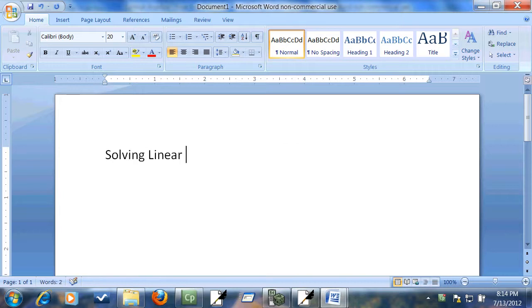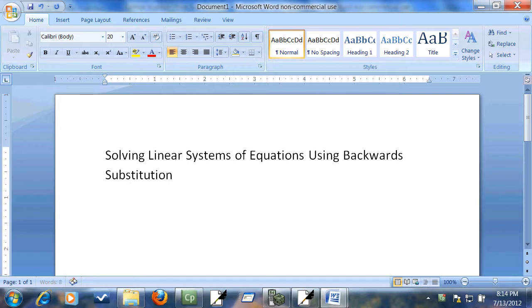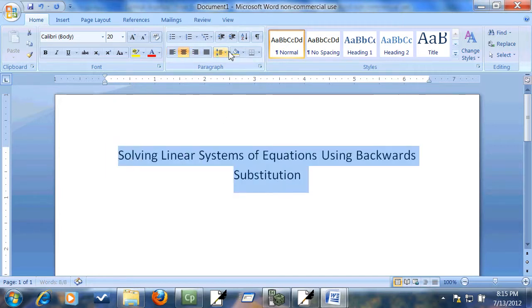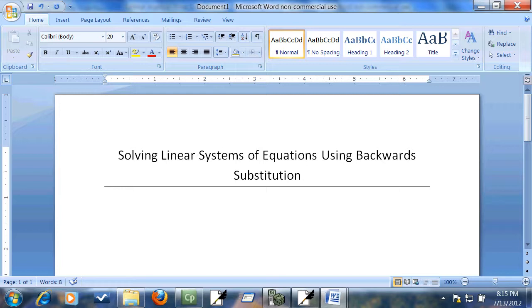Solving linear systems of equations using backwards substitution. Step 1. Now there are different ways of doing this, so I'm going to write this geared toward matrices. Actually, I have never put this in words before, so this is like version 1.